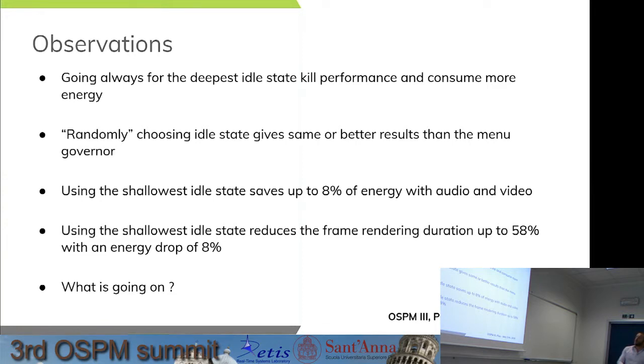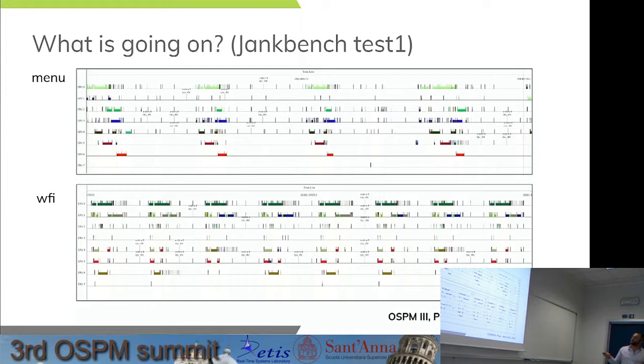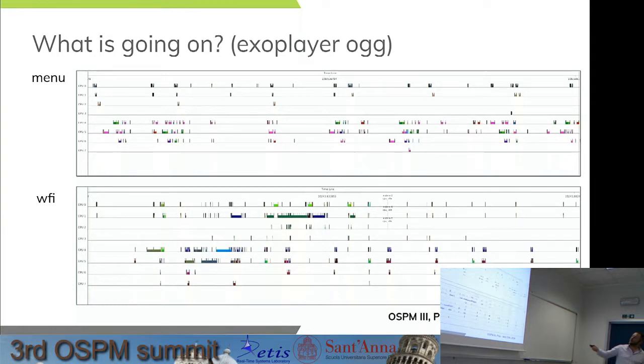So, what is going on with these governors? Here is the menu governor. What we see here is that it is always mispredicting compared to the shallowest state. That's for the giant bench, and for example, if we pick this one, it's the audio player.